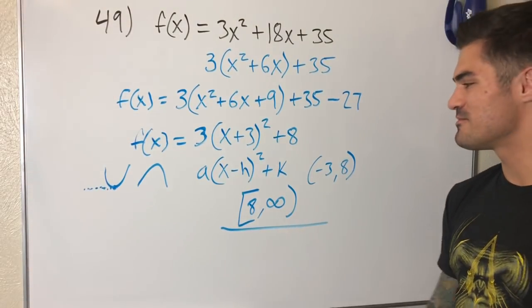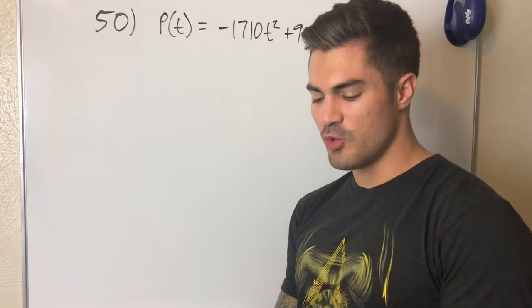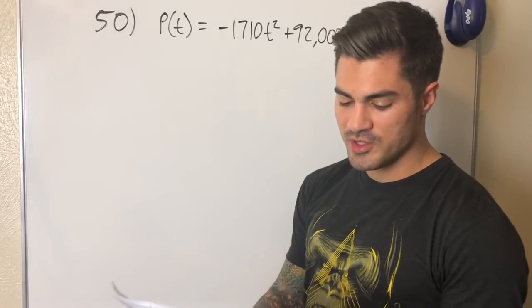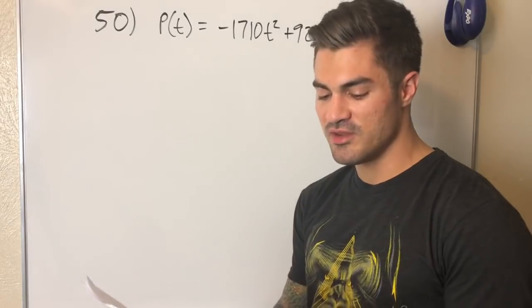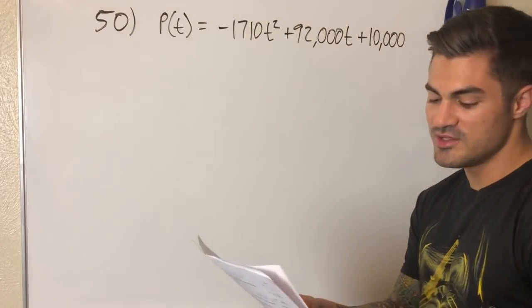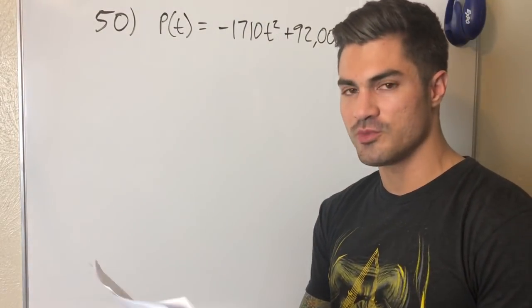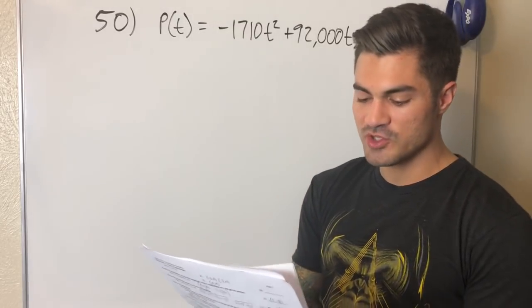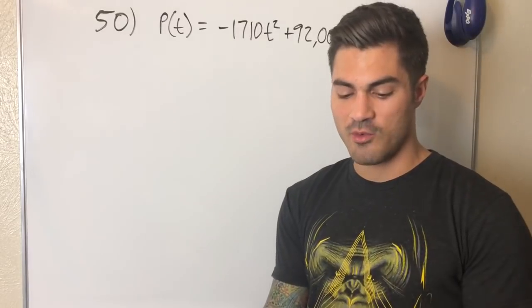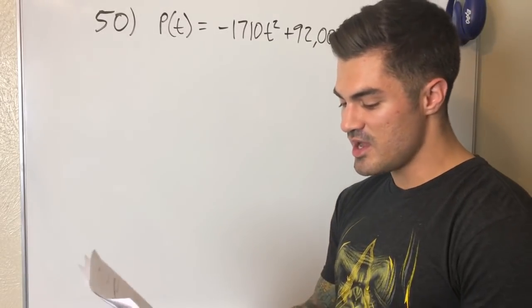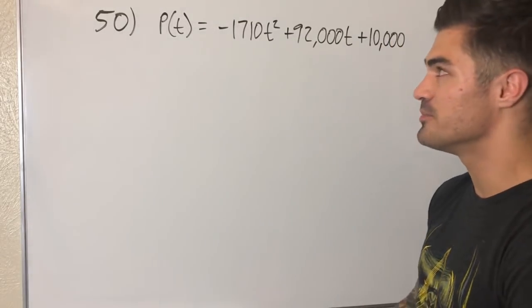Hopefully that makes sense. All right, for number 50, we have a quick little word problem. It says the population P of T of a culture of bacteria is given by this function, P of T, where T is the time in hours since the culture was started. Determine the time at which the population is at a maximum, round to the nearest hour. So we're trying to find the time at which the population is at a maximum.